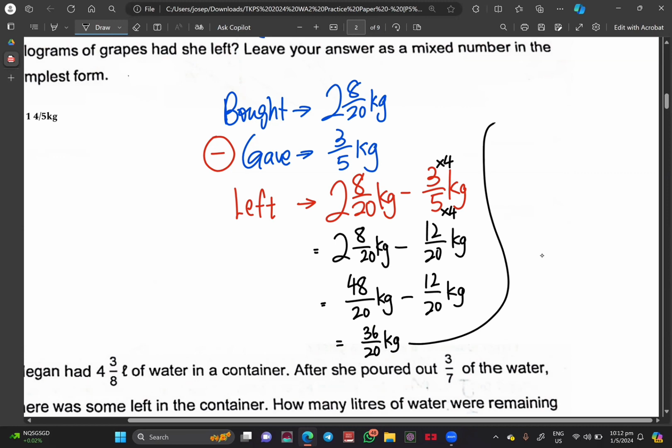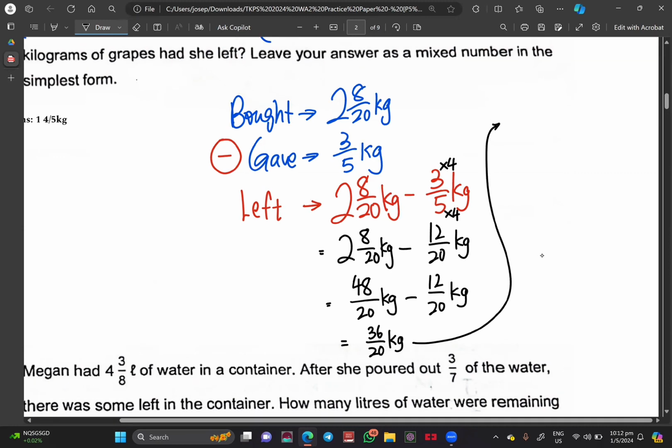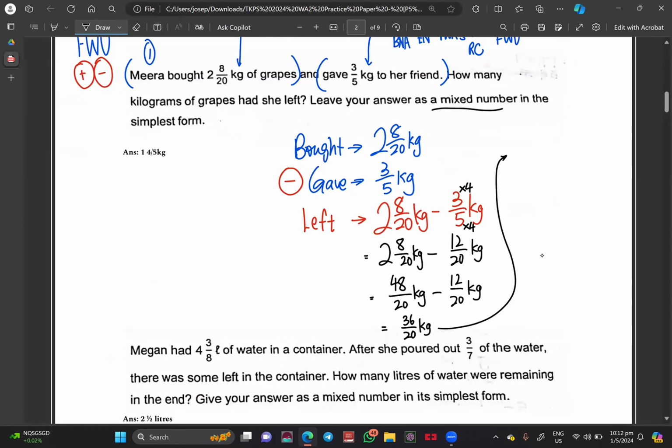Now you get to this. What are we going to do? The question wants us to leave the answer as a mixed number. So 36 over 20 is basically 1 and 16 over 20. From here, you can further simplify. Both can be divided by 4. You divide by 4, you divide by 4, and you get 1 and 4 over 5. And therefore, this is your answer for this question.